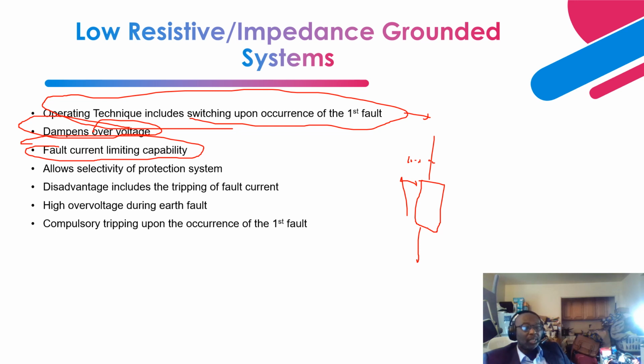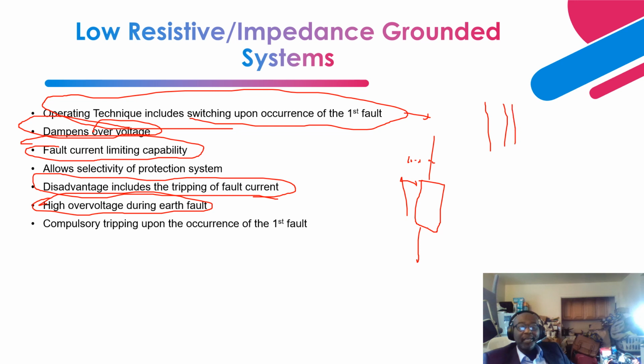Next, the disadvantages include a tripping of the fault current. If the fault current occurs, you have to identify it and trip it. Also, a high overvoltage can occur: the unfaulted phase can experience an overvoltage condition, which can result in a phase-to-phase fault on the unfaulted phase. It also requires compulsory switching, tripping on the currents of the fault flow.